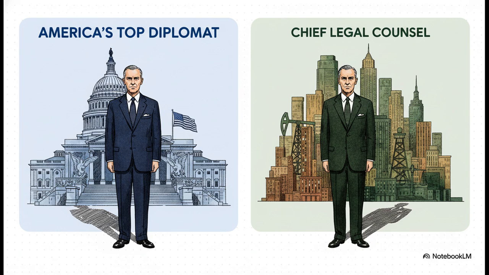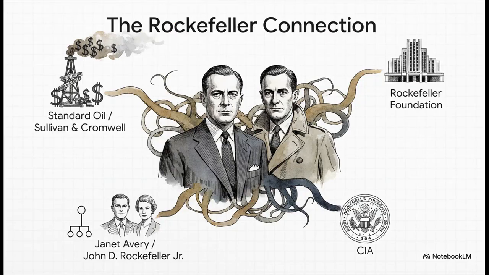He was the senior partner at a huge Wall Street law firm, Sullivan and Cromwell, and his main client, the Rockefeller Oil Empire, Standard Oil. And we're not just talking about a simple client relationship here. No, no, no. These connections were deep, like family deep. His wife, a first cousin of John D. Rockefeller Jr. He was also the chairman of the Rockefeller Foundation.